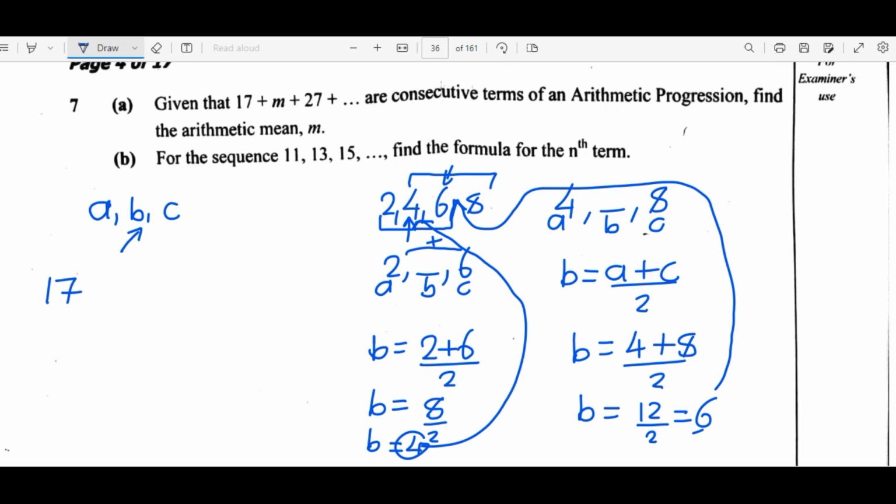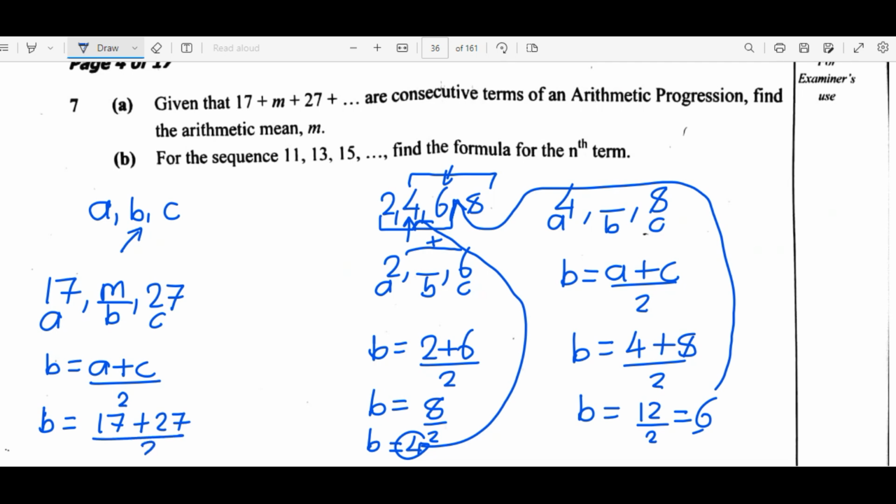So we have 17 plus m. So this m is the middle value. Then we have 27 here. So let's say A, let's put our M here, B, C. Let's look at the formula. The formula is B is equal to the sum of A and C over 2. So it's just like finding the average. So it's 17 plus 27 over 2.